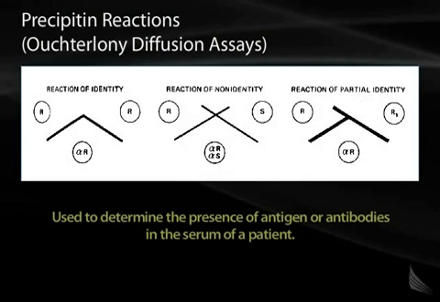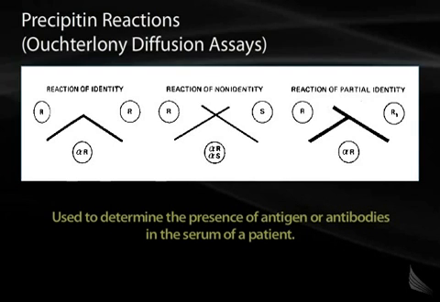This is an older assay that has been used for a long time in the past to determine the presence of antigen or antibodies in the serum of a patient. Not likely to be found in a hospital in this day and age with the technology that we have, but it still likes to pop up on the boards, so I want to make sure you're familiar with it. Basically what we have here is diffusion and precipitation.